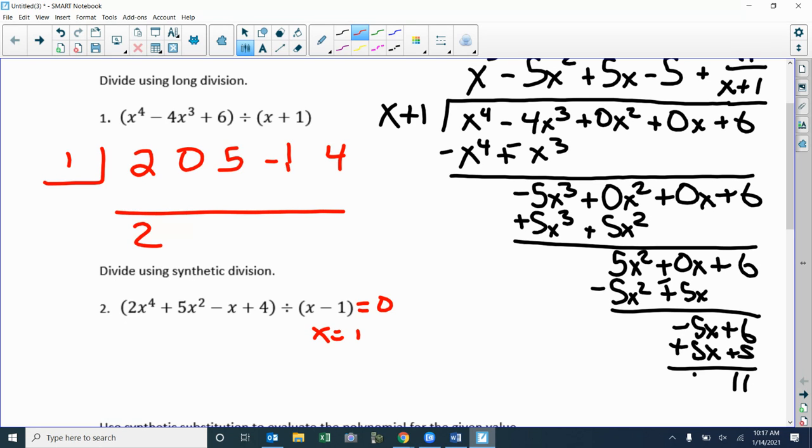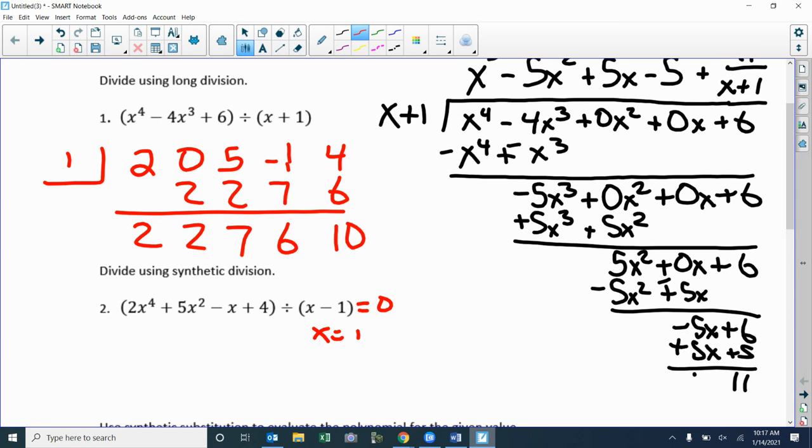Bring down the deuce. 2 times 1 is 2. Add that down, we get 2. 2 times 1 is 2 again. Add that down, we get 7. 7 times 1 is 7. Add that down, we get 6. 6 times 1 is 6. Add that down, we get 10. So there's our coefficients using synthetic division.